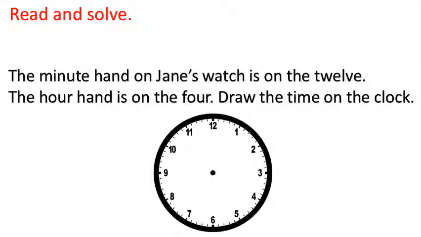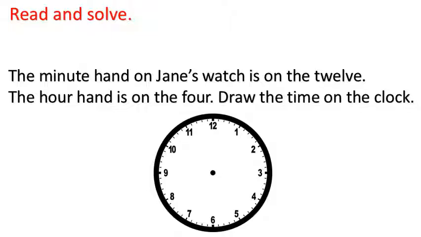Read and solve. So let's get a good reader. Let me get Mahdi. Please read. The minute hand on Jane's watch is on the 12. The hour hand is on the 4. Draw the time on the clock.